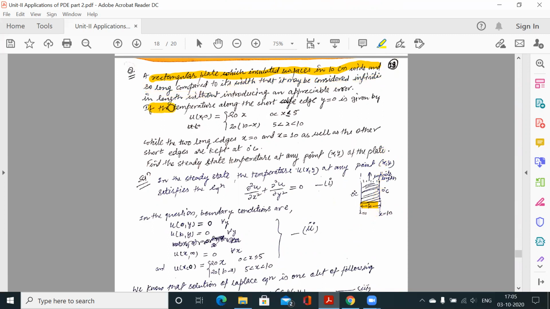The temperature along the short edge y is equal to 0 and y is equal to infinite. Two short edges are there. It has 4 edges: x is equal to 0, x is equal to 10, y is equal to 0 and y is equal to infinite, because it has infinite length. So what is given is that the temperature along the short edge y is equal to 0 is u(x,0) equal to 20x for x between 0 to 5, and 20(10 minus x) for x between 5 to 10. Clear?